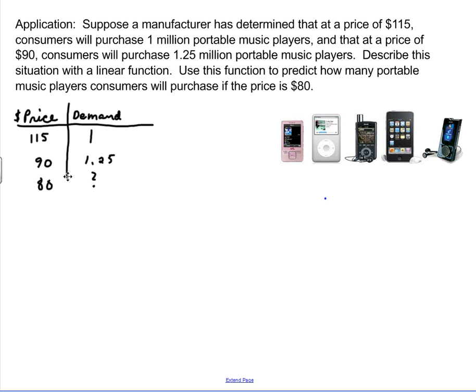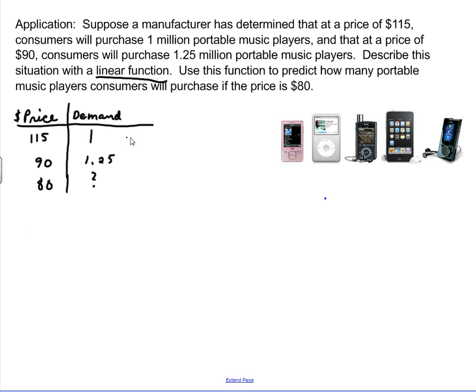Well, what we're going to do, probably the best way, it says use this to describe a linear function, right? Because what if we didn't want $80? What if we wanted $89.95 instead? How would that work out? Well, let's see if we can do some prediction right here.